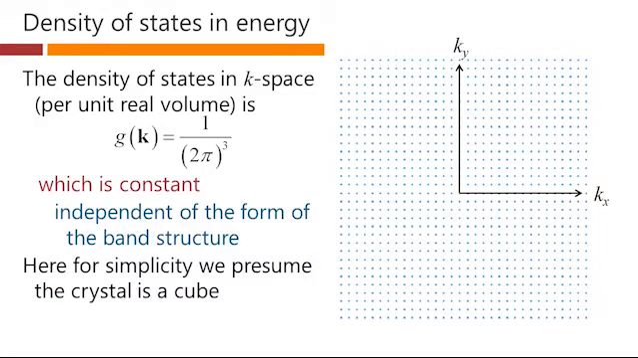Here, for simplicity, we're going to continue with the idea that the crystal is some sort of cubic structure. And the side of this cube is going to be L. So the spacing between adjacent K values in any one direction is just 2 pi over L.